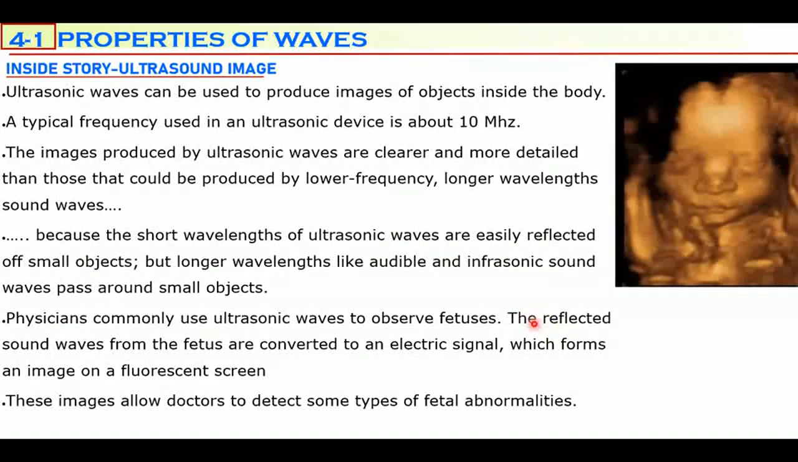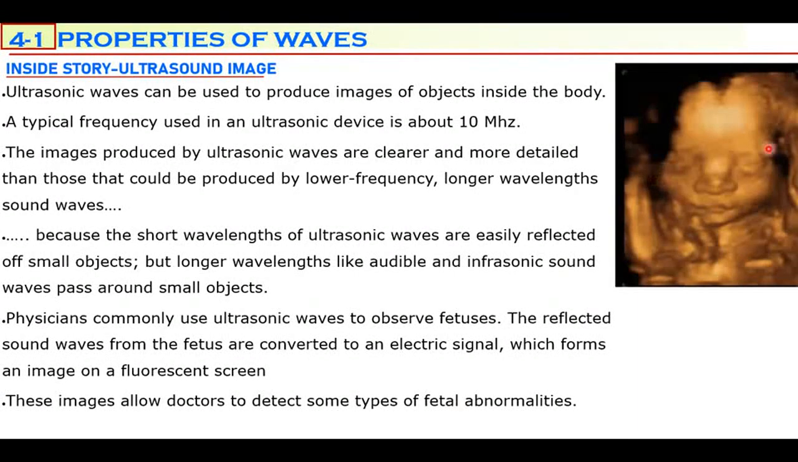The reflected ultrasonic waves from the fetus are converted to an electric signal, which forms an image on a fluorescent screen like this. This image allows doctors to detect some types of fetal abnormalities. Ultrasonic waves are maybe the first imaging technique. It is the simplest, but not dangerous. It's not dangerous for the human body, but it's just a first way.